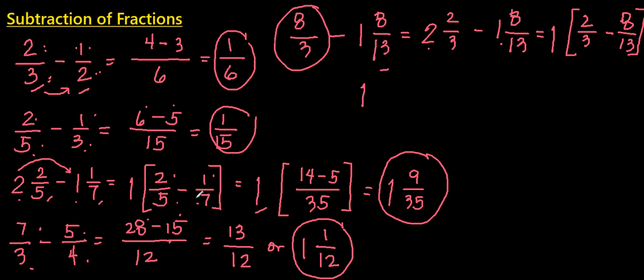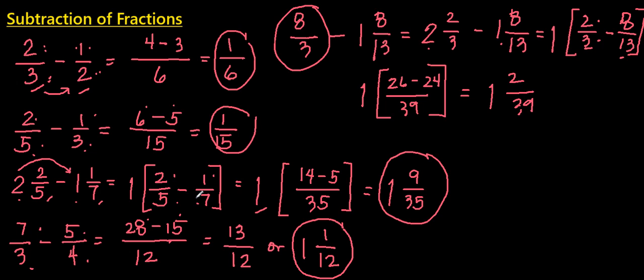So we have 1, 3 times 13 is 39. Cross multiply, 2 times 13 is 26. 3 times 8 is 24. So the final answer is 1 and 2 over 39.